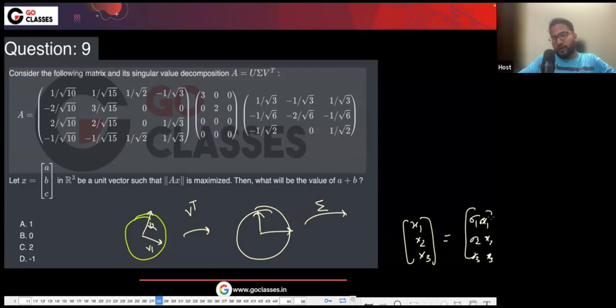So if you're aiming for the highest value, then everywhere it should be sigma. And which vector has that? If you start with v1, then if you multiply, for example, A v1, A v1 will be U sigma V transpose v1.